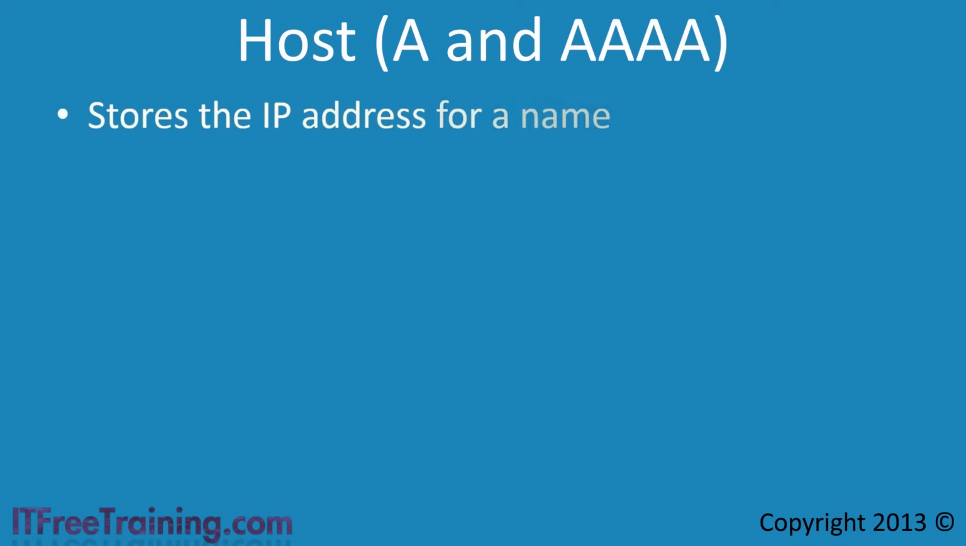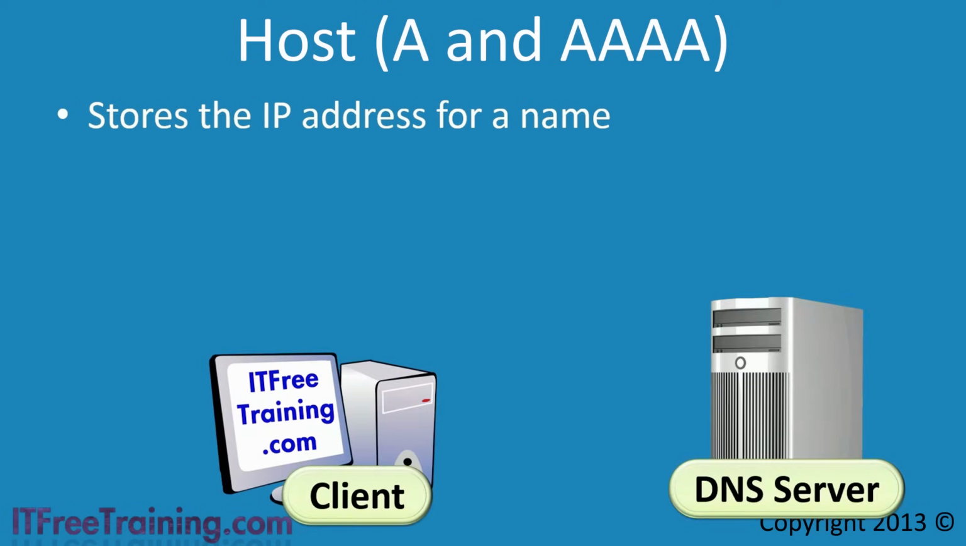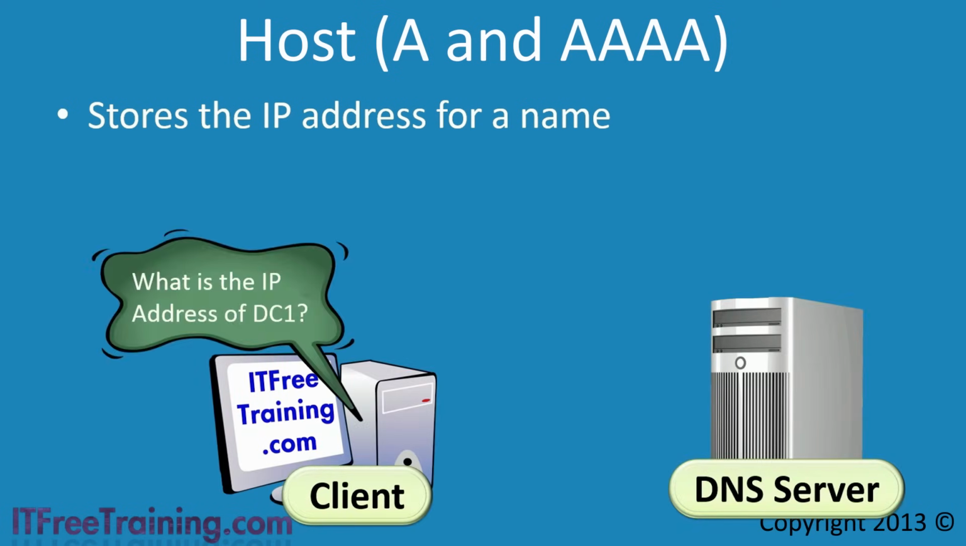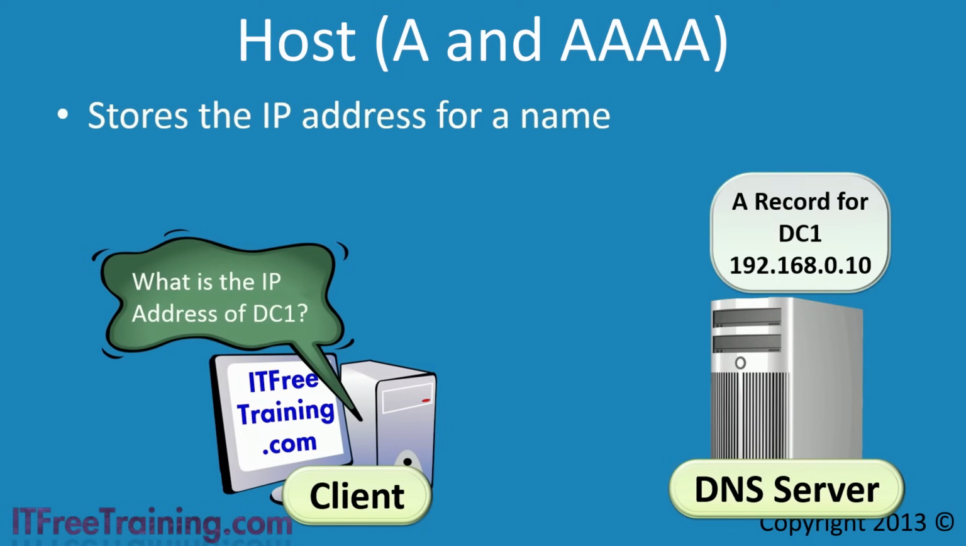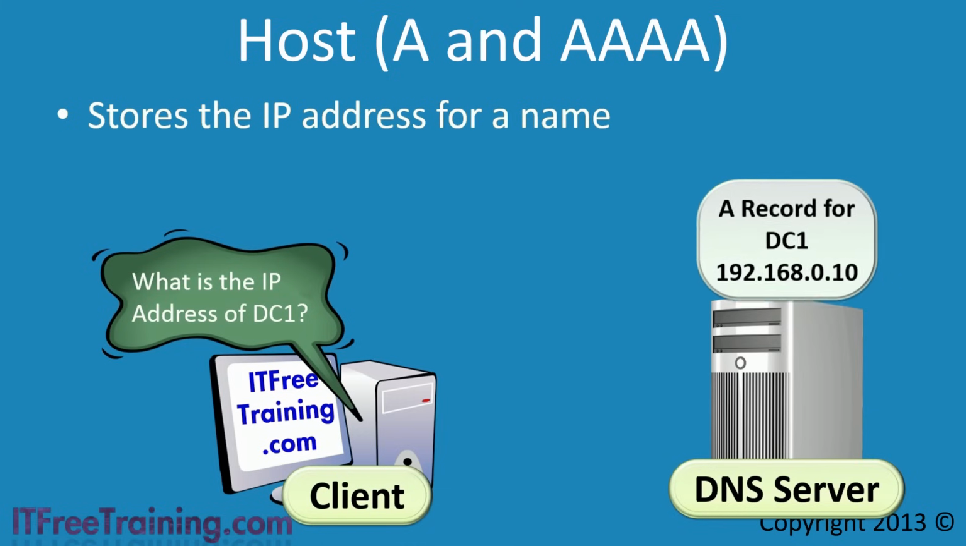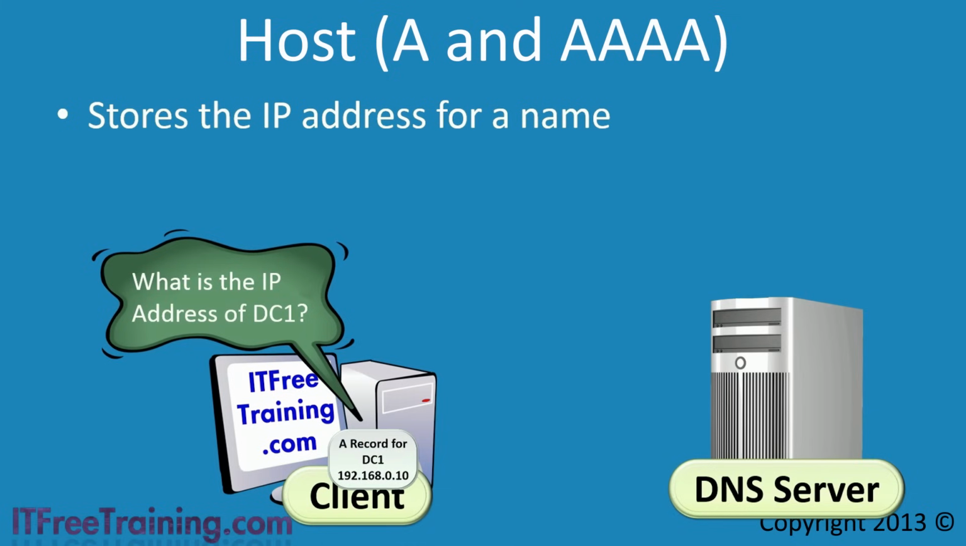An A record stores the IP address for a DNS name. For example, if a client on the network wanted to know the address of DC1, it would send the request to its DNS server. The DNS server would look to see if it had an A record to match the name DC1. If it did, it would return the IP address contained in that A record to the client.